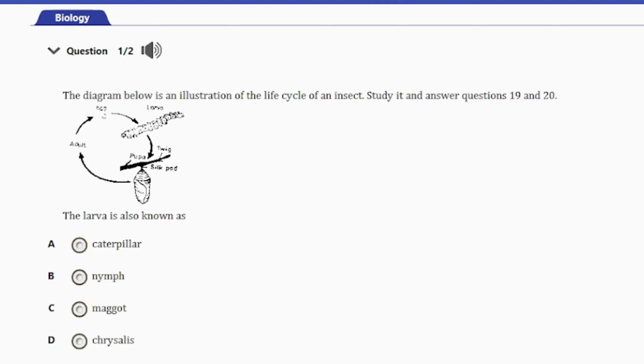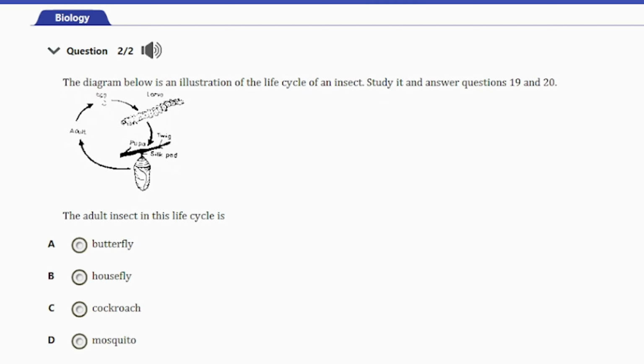Here it says, the diagram below is an illustration of the life cycle of an insect. Study it and answer questions 19 and 20. The larva is also known as A. Caterpillar, B. Nymph, C. Maggot, D. Chrysalis. So guys, the actual answer to this question is option A, and that's caterpillar. And that's it for that question.